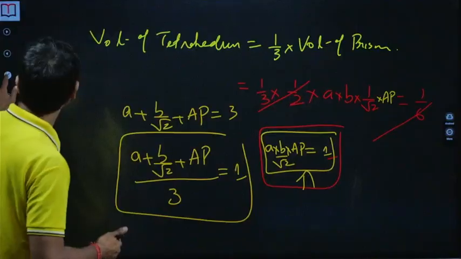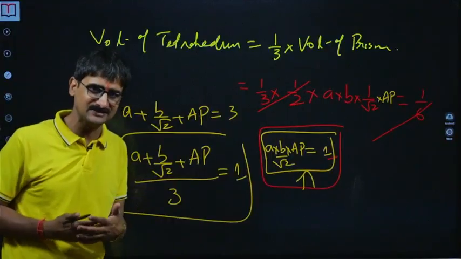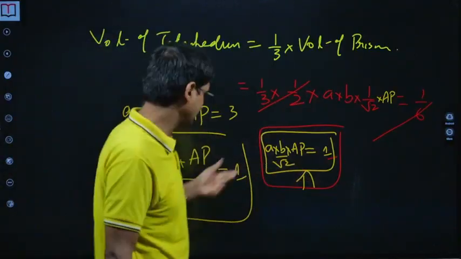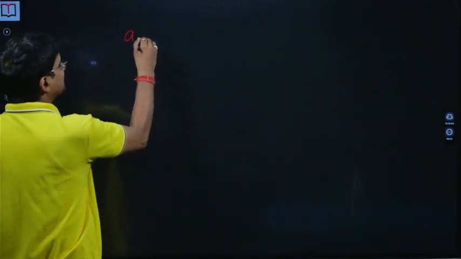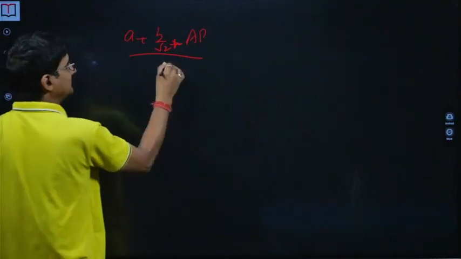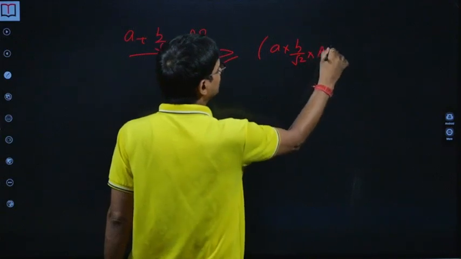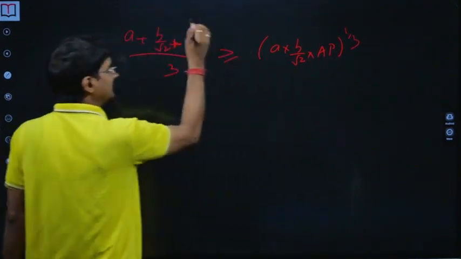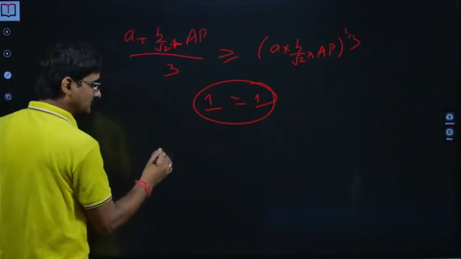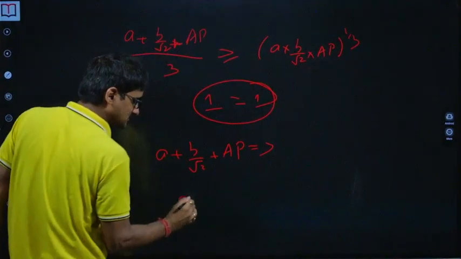How are they related? See, if I apply AM, GM. The AM of these 3 numbers is 1 and its GM is also 1. Shall I do it? So if I say A plus B by √2 plus AP by 3 is greater than or equal to A into B by √2 into AP raised to the power 1/3. This is 1 and this is 1. So of course they are equal. And AM is equal to GM when all are equal. So A plus B by √2 plus AP is equal to 3 means A is 1.